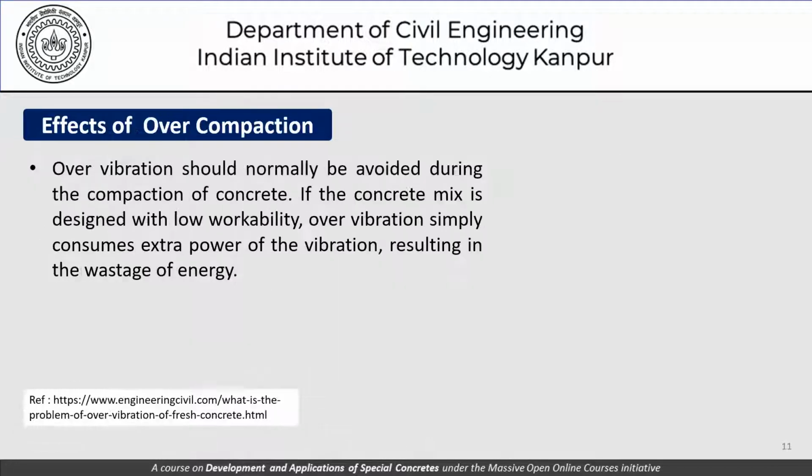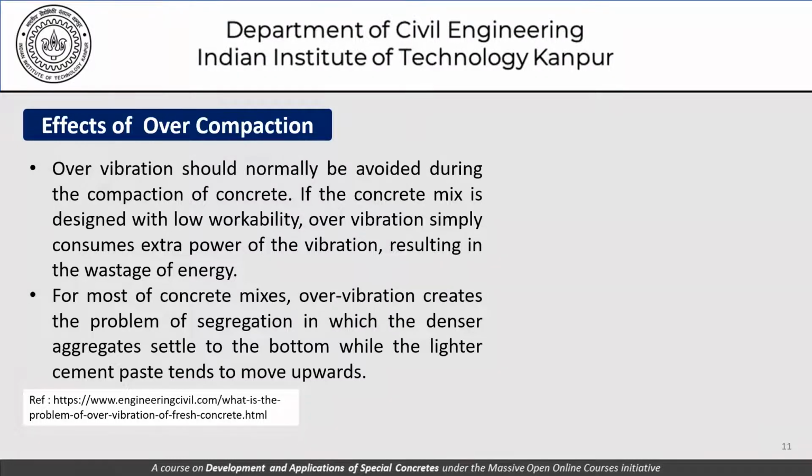As far as the effects of over-vibration are concerned, over-vibration, that is continuing the vibration beyond the time that is actually required, should normally be avoided during the compaction of concrete. If the concrete mix is designed with low workability, over-vibration simply consumes extra power of vibration, resulting in a wastage of energy. For most concrete mixes, over-vibration creates the problem of segregation, in which the denser aggregates settle to the bottom while the lighter cement paste tends to move upwards.